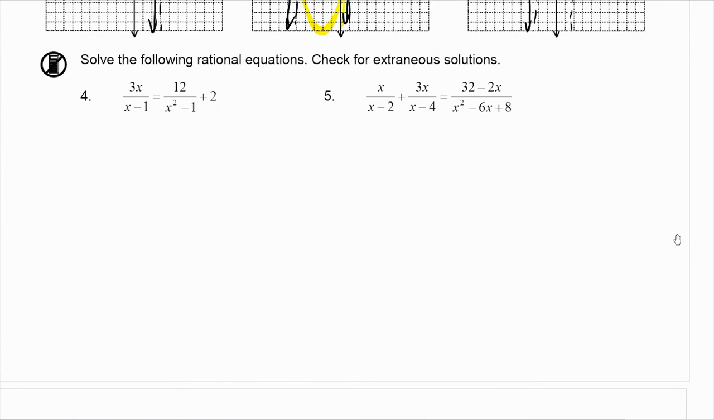Okay, so solving the following rational equations. Check for extraneous solutions. Now, at this point, you want to look for your LCD.